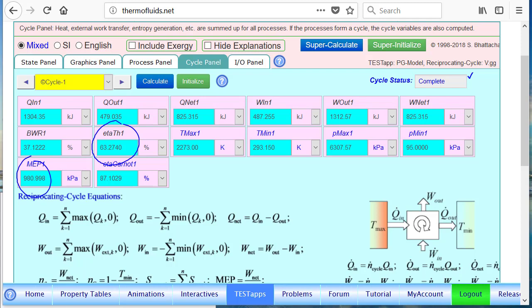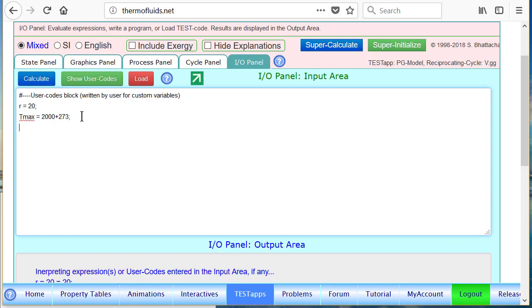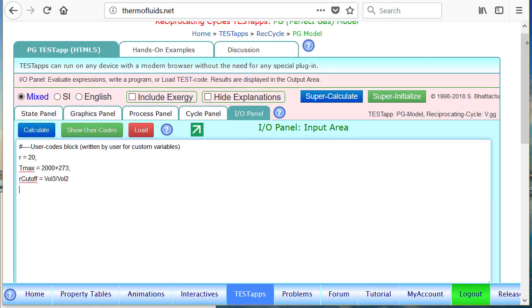To find the cutoff ratio, we can go to the IO panel and declare a variable, say, rcutoff. rcutoff must be volume at 3 divided by volume at 2. That, by definition, is the cutoff ratio. That is, what is the volume at the end of fuel spray heat addition versus the volume at the top dead center. So the cutoff ratio is found to be 2.33, and everything else we want to know about the cycle is found.